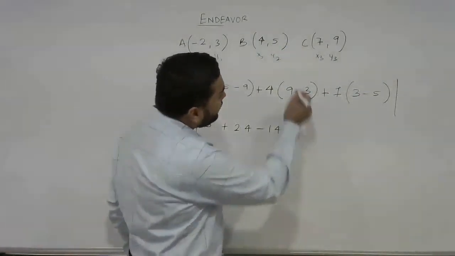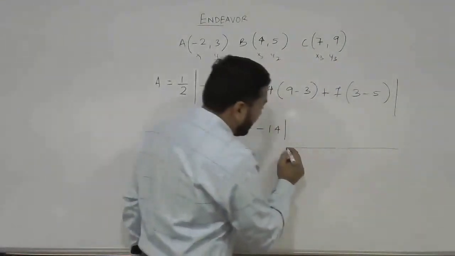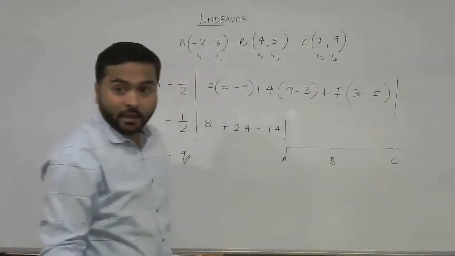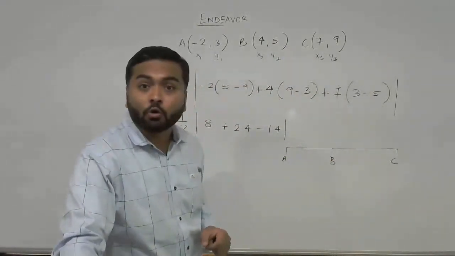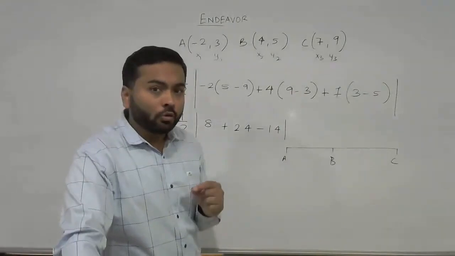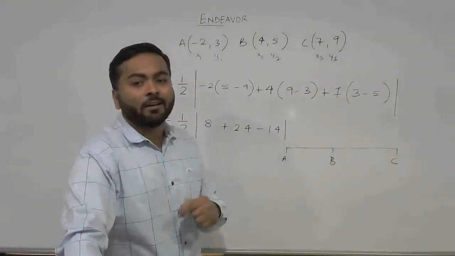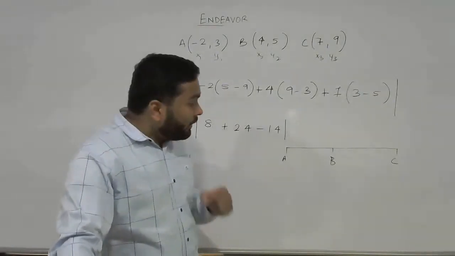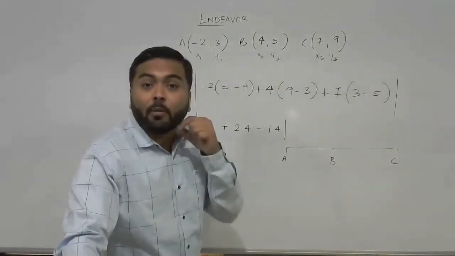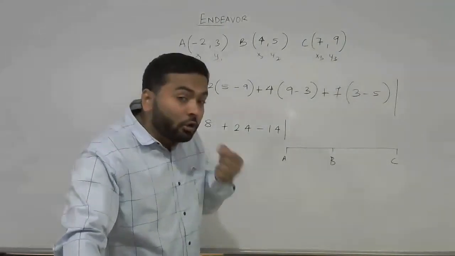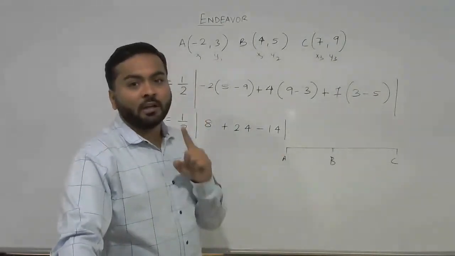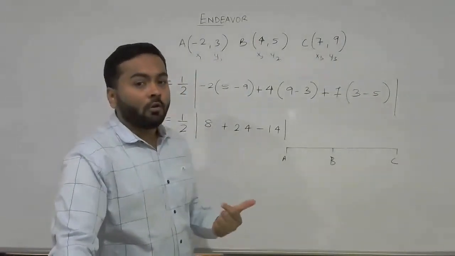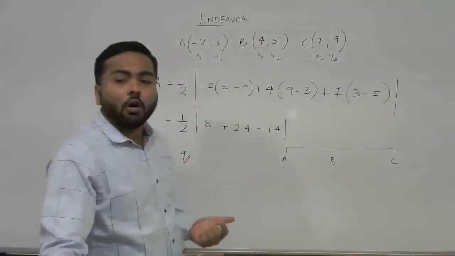Because let's say if these 3 points, A, B and C, were collinear, in this case the area of the triangle would turn out to be 0. So if the area of the triangle turns out to be 0, then the 3 points are collinear. If it is not 0, even if it is 0.1 or 0.2 or 0.05, then a triangle exists. And that's what the third question is all about. You have to check whether the 3 points are collinear or not.